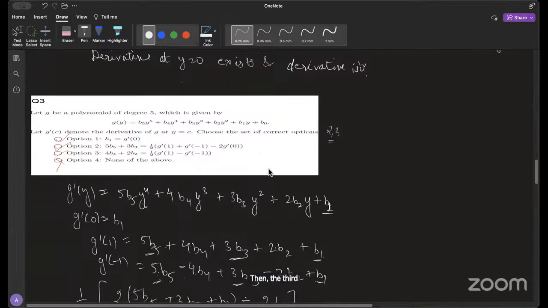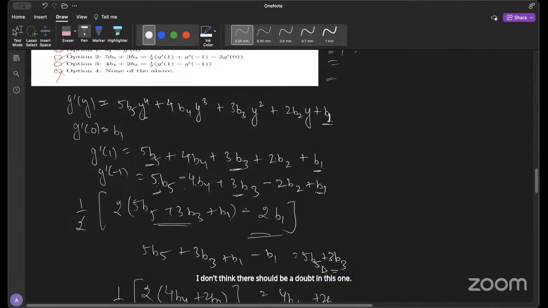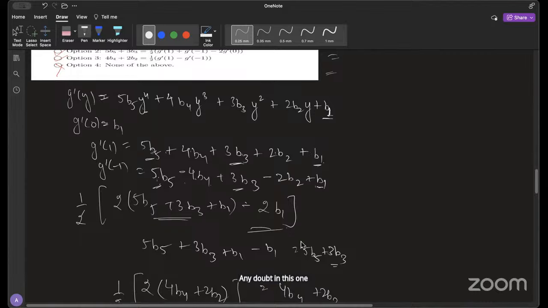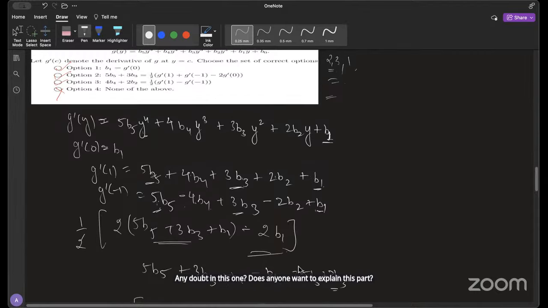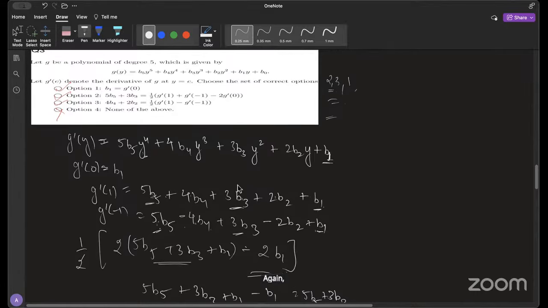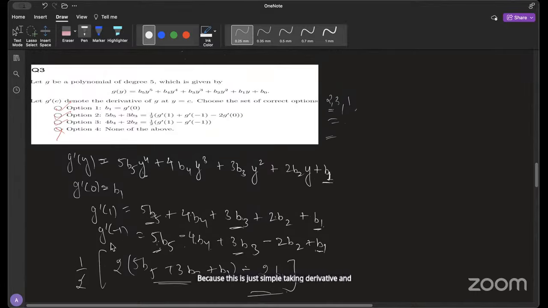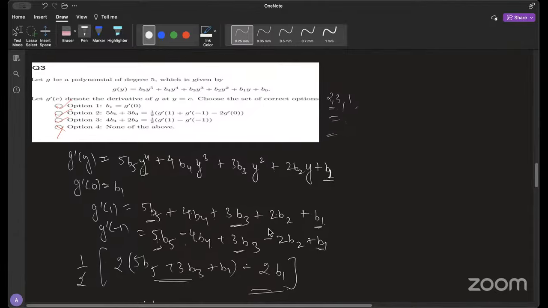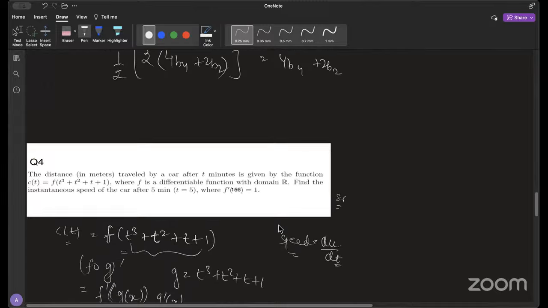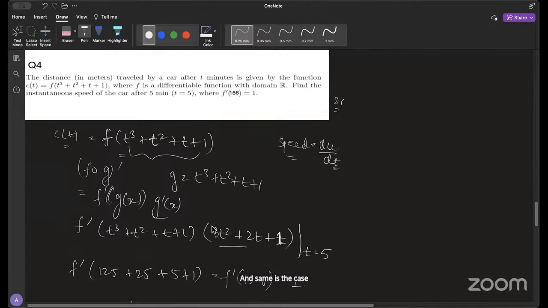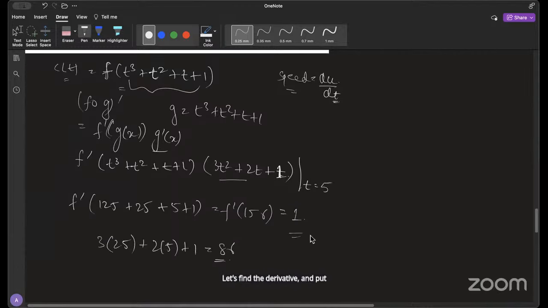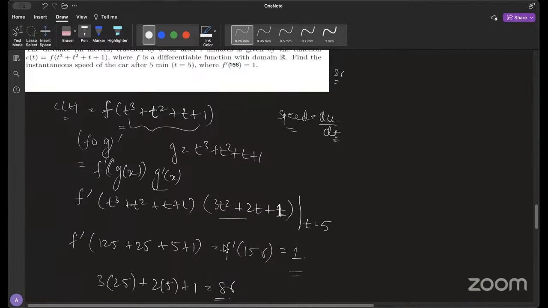Then the third one is a very simple question. I don't think there should be a doubt in this one. Does anyone have any doubt in this one? Does anyone want me to explain this part again? Because this is just simple taking derivative and putting value. That's it. And same is the case with this one. Just find the derivative and put the value. The only problem that you can have is in finding the derivatives. That's all.